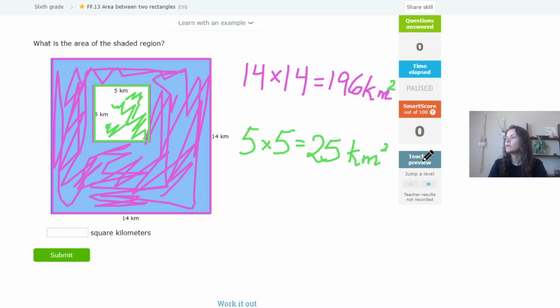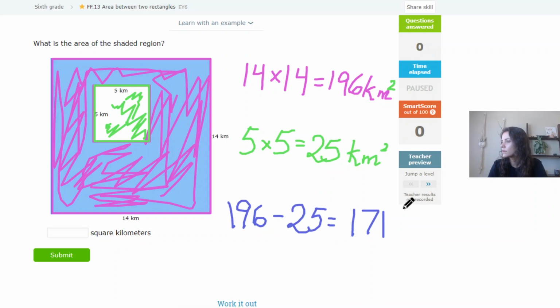There we go. Okay, so I know that the shaded region, that blue area, is going to be my pink area minus my green area. So what I want to do to find the blue is do 196 minus 25. Okay, if I subtract those two numbers, I'm going to get 171 kilometers squared.